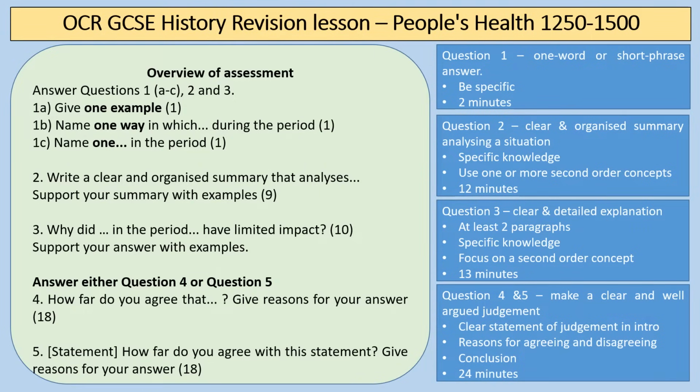This just reminds you about how you're going to be assessed on this unit. So for the People's Health unit, there are a number of different exam questions, 1A, 1B and 1C, which are knowledge-based questions. Question 2 is a write a clear and organised summary. Question 3 is a causation question, a why question, and then you have a choice of either question 4 or question 5, which is a longer essay type question where you need to be able to respond to an historical interpretation. So there's a little bit of guidance there for how you tackle those questions.